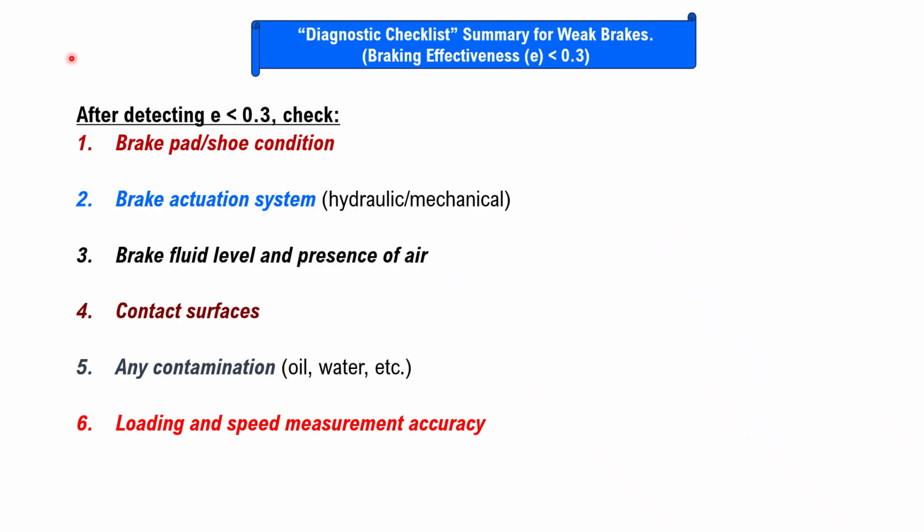Therefore, in case of poor brake test, summary of our diagnostic checklist would be: number 1, brake pad shoe condition. Number 2, brake actuation system, hydraulic or mechanical. Number 3, brake fluid level and presence of air. Number 4, contact surfaces. Number 5, any contamination like water, etc. Number 6, loading and speed measurement accuracy.